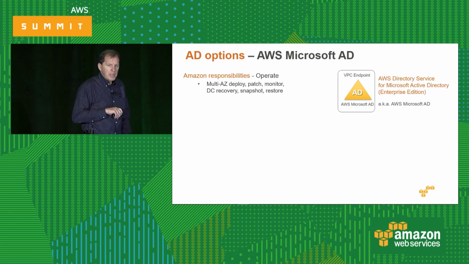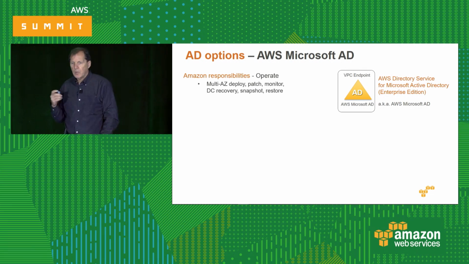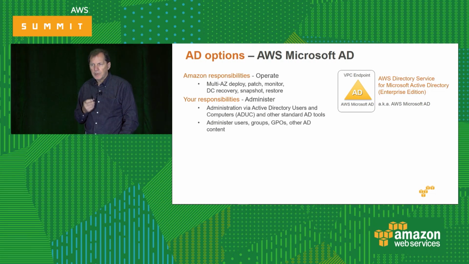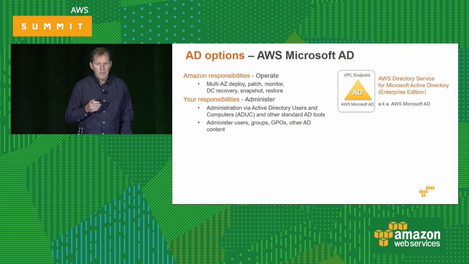Now, what we do is we operate the system. We make sure we've got domain controllers in multiple availability zones. We do the patching, the monitoring, the recovery, the snapshot, the restore. Your responsibilities are to administer the users, the groups, and the computers, set the GPO policies, those kinds of things.